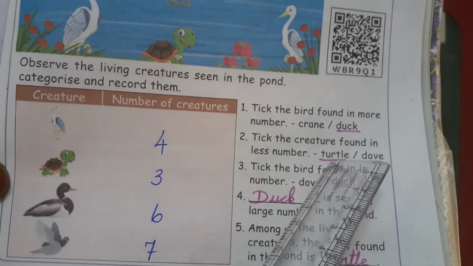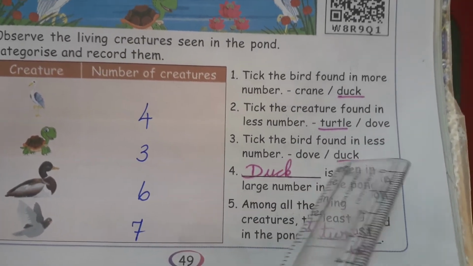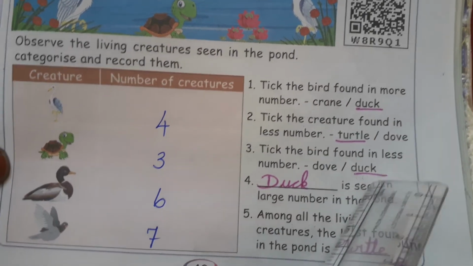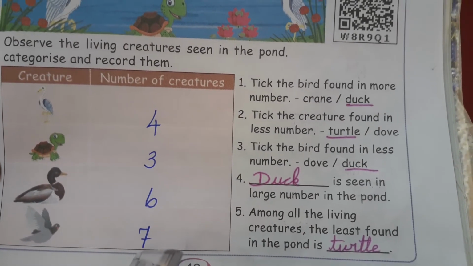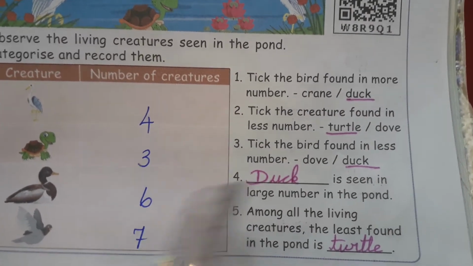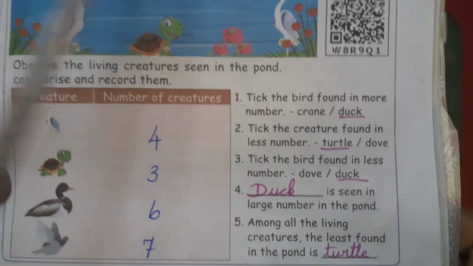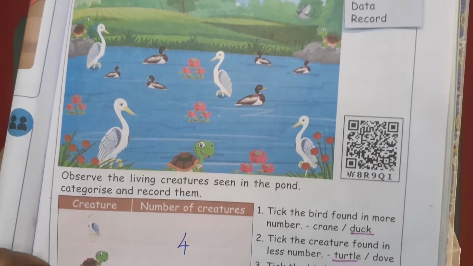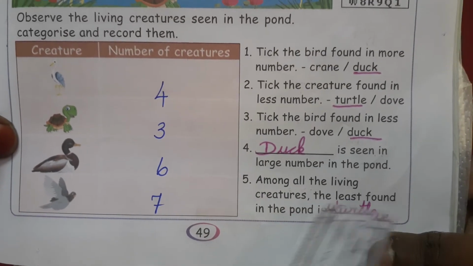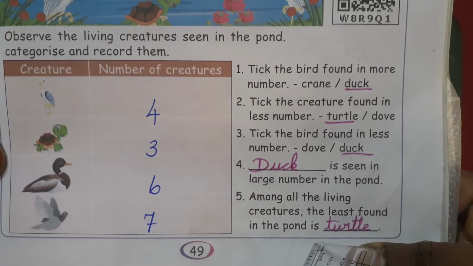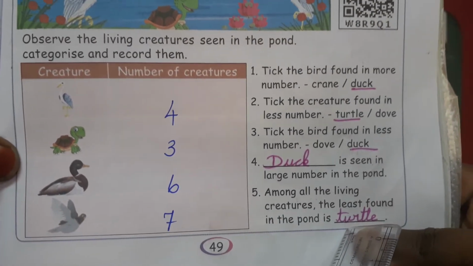So we are going to underline turtle here. Tick the bird found in less number. Dove or duck? Which bird is found in less number? Yes, duck is in less number, because there are 7 doves, but there are only 6 ducks. So we have to tick duck. Fourth one, dash is seen in large number in the pond. Which is found in large number? Yes, duck, because there are 6 ducks. So you have to write here duck. Among all the living creatures, the least found in the pond is what? Yes, turtle, because there are only 3 turtles. So you have to write here turtle.